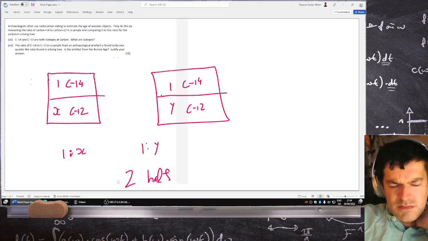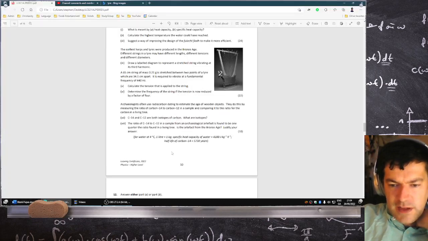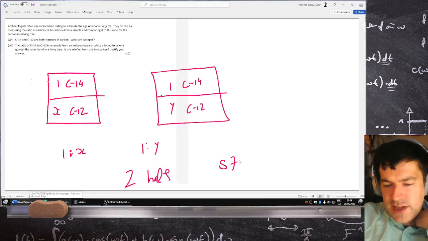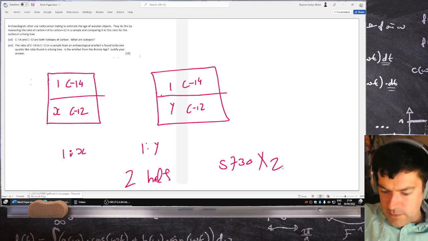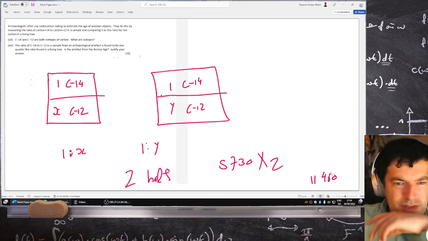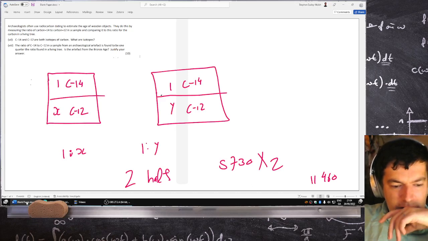And that half-life is 5,730 years. So 5730 times 2 is 11,460. So that's around about 10,000 BC.